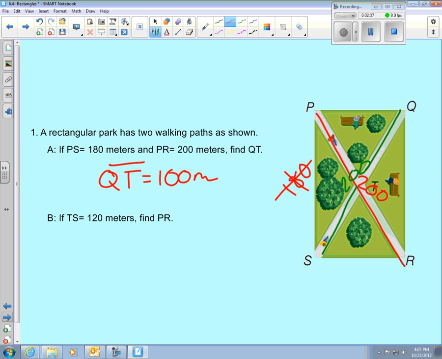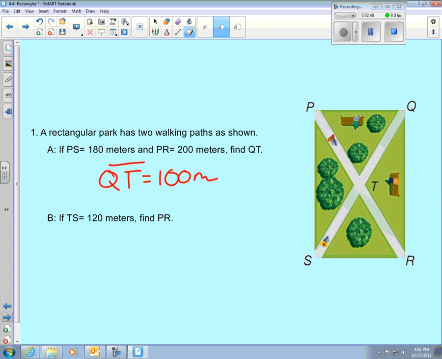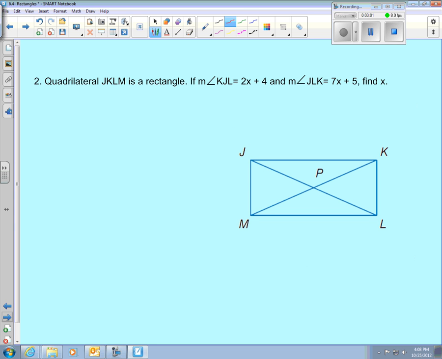All right, I want you guys to use the information above about the rectangular park and find PR if you know what TS is. So let me go ahead and clean up that diagram for you. If TS, this portion here, is 120, find PR, which is this whole portion here. I know that you guys can have that done for me for tomorrow. All right, so then that jumps to the back side.